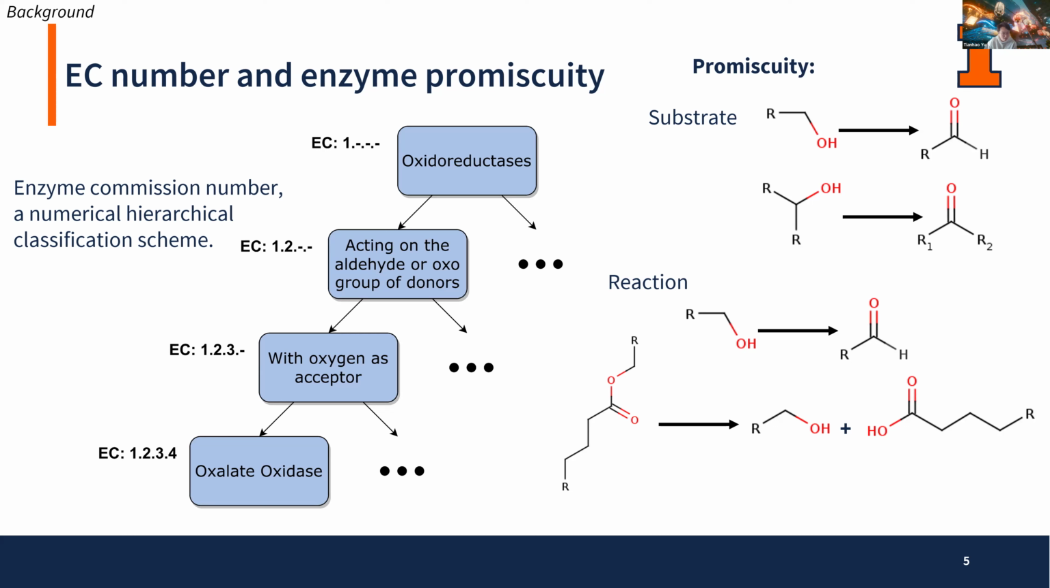So in our case, we are using EC numbers to define promiscuity. In our study, we basically define a promiscuous enzyme as an enzyme with more than 1 EC number associated with it. So if it has 2 distinct EC numbers down to the 4th digit, then we'll say this enzyme is promiscuous.